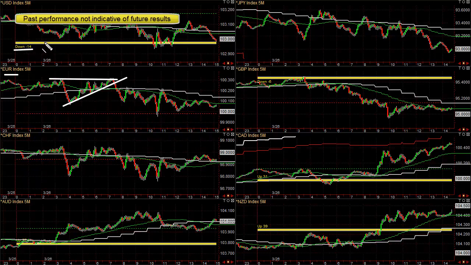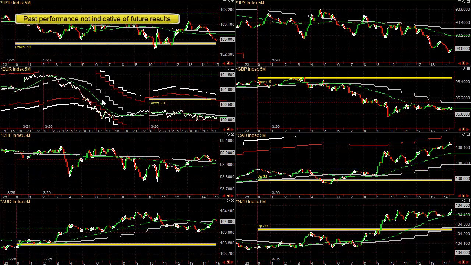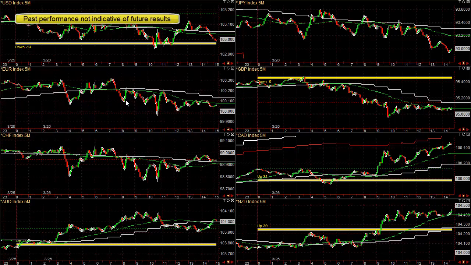And so the point of control, which is the yellow line, is the price most traders have positions in all the dollar pairs. In the euro, sometimes it might be off the chart. You can zoom in and out. You can see the euro's point of control fell 31, for lack of a better term, pips from the previous day. And so it was in a very big downtrend.